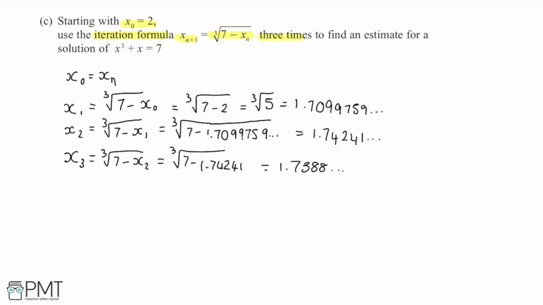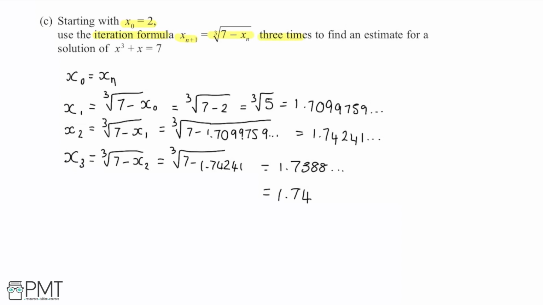And that gives us a final answer of 1.7388, etc. However, what I'm going to do is just round that to 1.74 in this instance. We're rounding up because 8 is greater than or equal to 5. And I'm going to give that as a final answer to 2 decimal places.